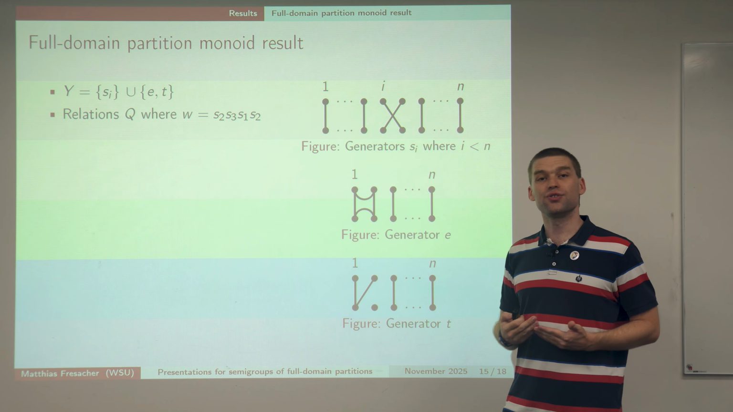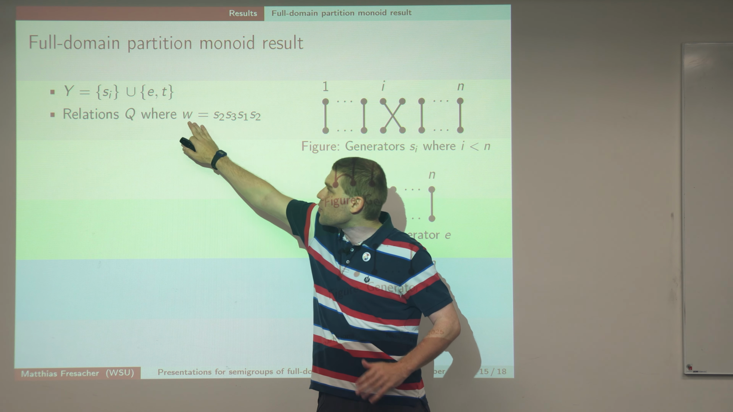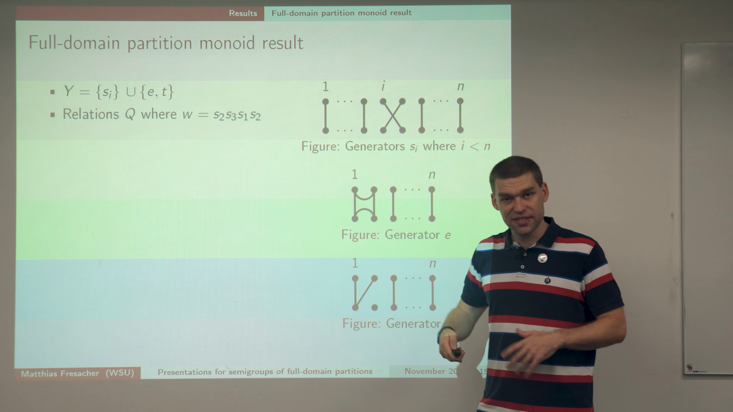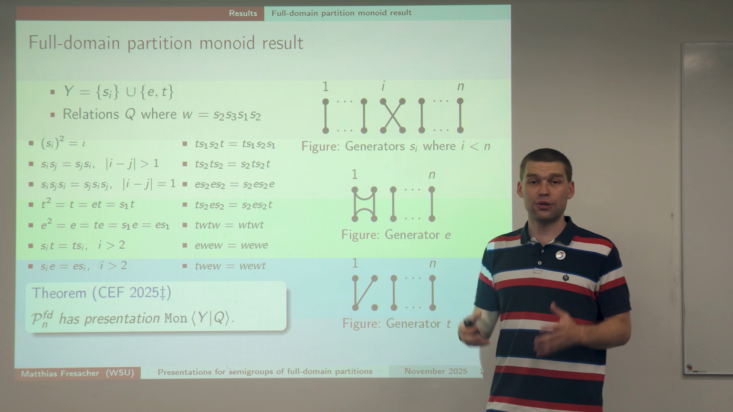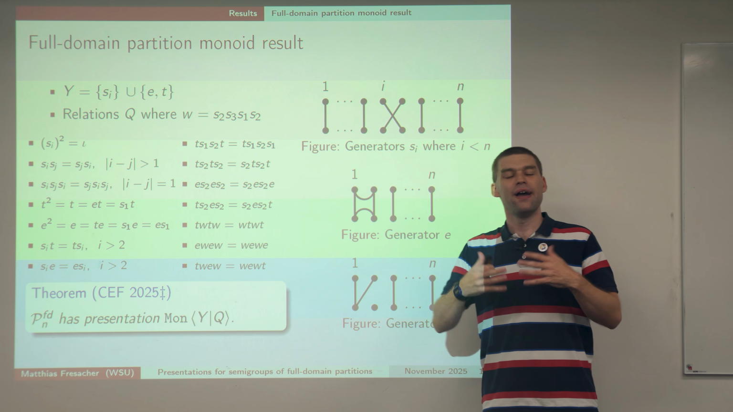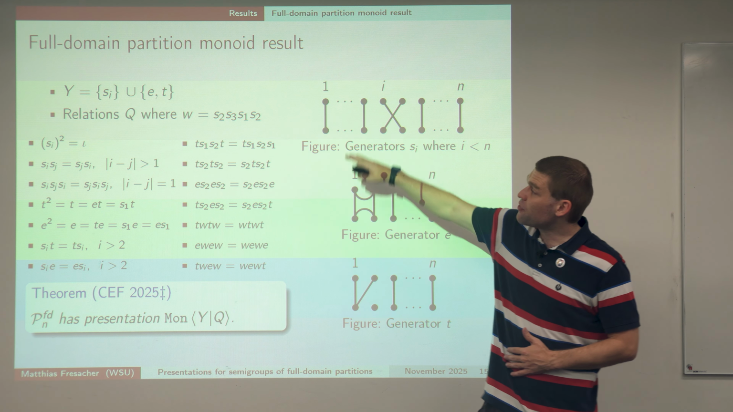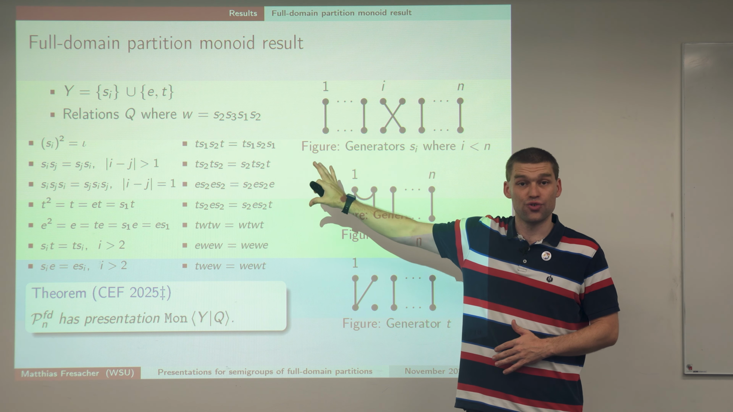Then I have some relations Q, where for conciseness, I'm going to define a word W to be this combination of S's. So then I have my relations given here, and my result that says that the full domain partition monoid has a monoid presentation given by the generating set Y and our relations Q.